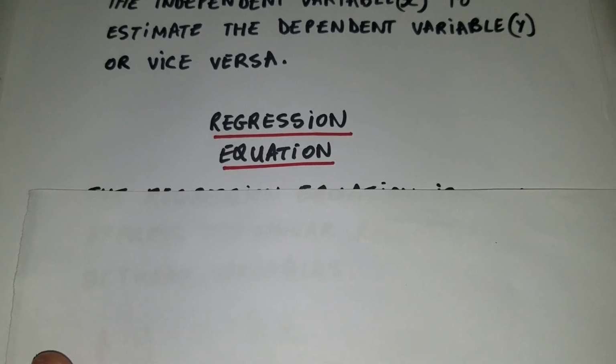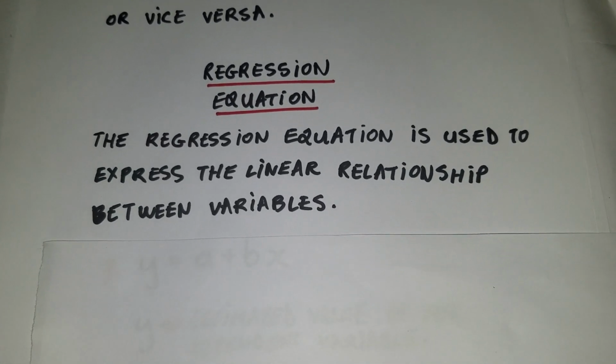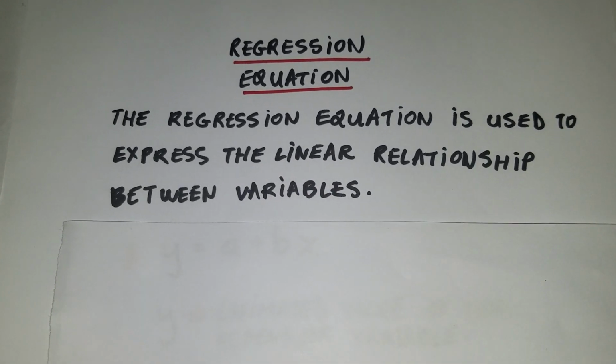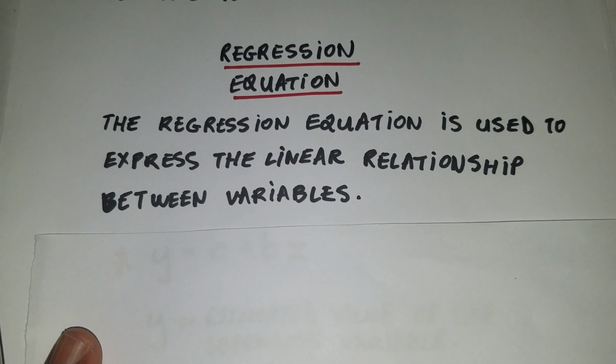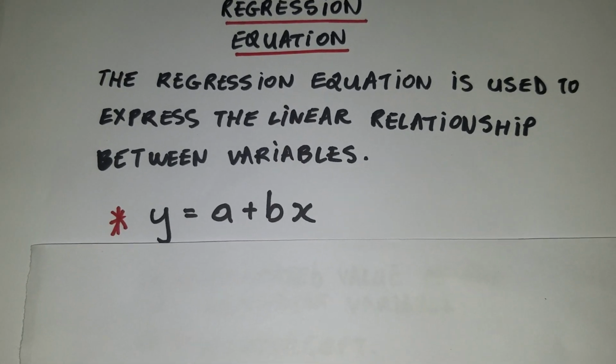Now, the regression equation. The regression equation is used to express the linear relationship between variables, meaning when we're speaking about the regression equation, we're speaking about the equation of a straight line. That's basically what it is.